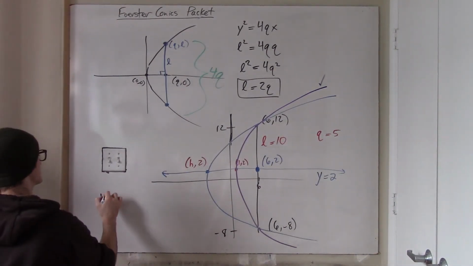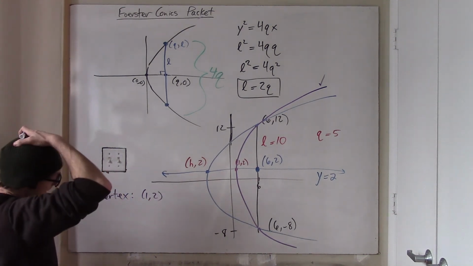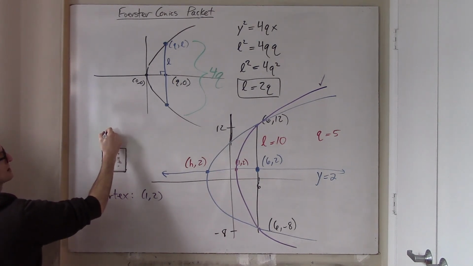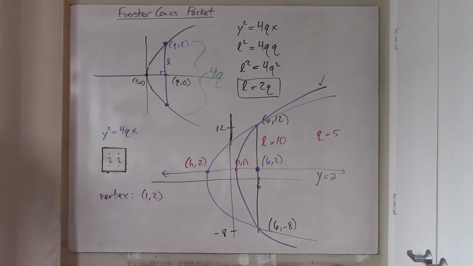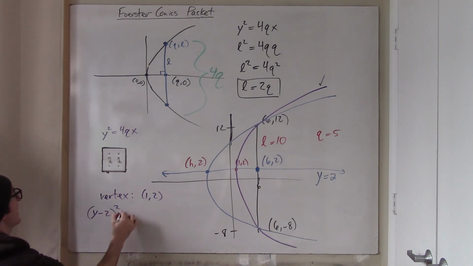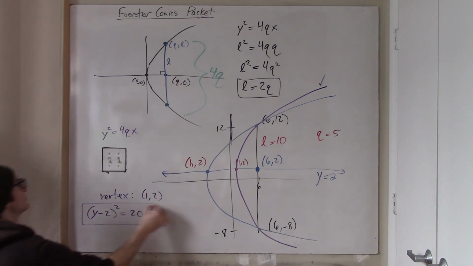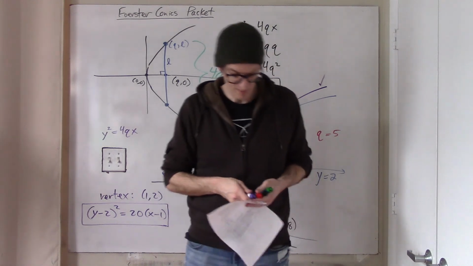What do I know about this parabola? I know that the vertex is 1 comma 2. I know it's horizontal. Let me make sure I don't screw this up anymore. So that's y squared equals 4qx, the equation for a horizontal parabola opening right. That is a fact. I just learned that Q is 5. So what do I get? (y minus 2) squared equals 20 times (x minus 1) is my equation for this. Okay, it's possible that I did all of these problems correctly, though maybe not efficiently.